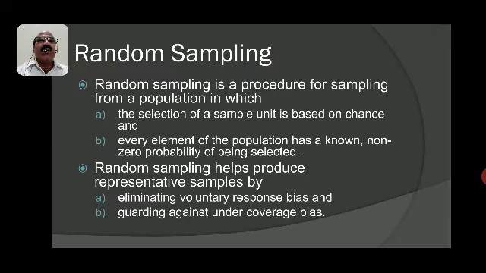Then we'll discuss every probability sampling type. There are pros and cons and how we can actually work it out. Random sampling is a procedure for sampling from a population in which, number one, the selection of a sample unit is based on chance. Equal probability, everybody has an equal chance. Then every element of the population has a known non-zero probability of being selected. That's a statistical term, meaning everybody has some probability.